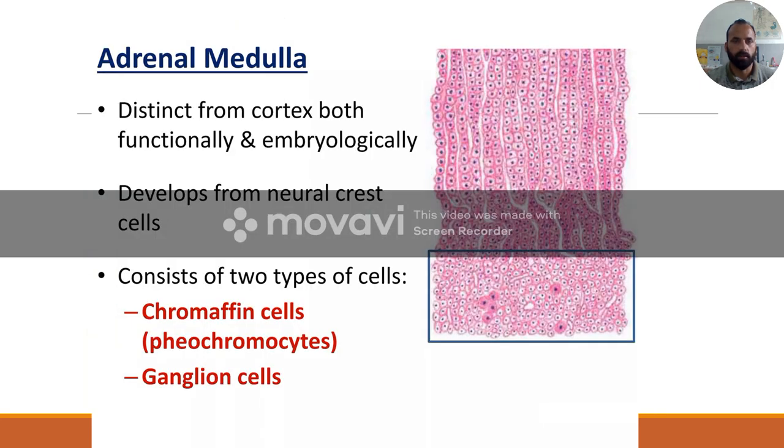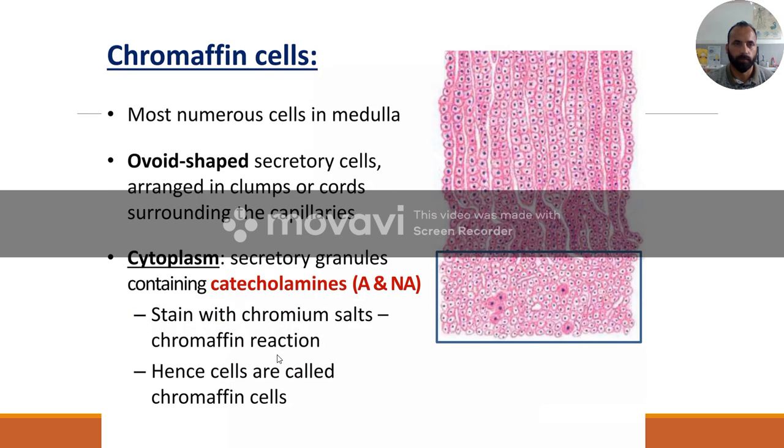Adrenal medulla is basically a totally different, distinct function from that of the cortex. It has two types of cells. One is called chromaffin cells, and the other is called ganglion cells.